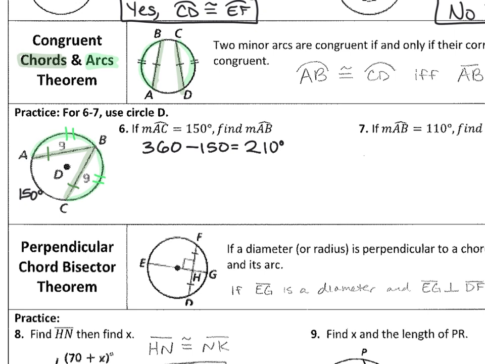But we know those arcs are the same. So what can I do with the 210 degrees to figure out what one of them is if they're both the same? Divide by 2. They have to be the exact same, so I can take 210 and divide it by 2, which is 105 degrees. And I know immediately that the measurement of AB is 105 degrees. They have to be the same. So this one is 105 degrees, and this one is 105 degrees.